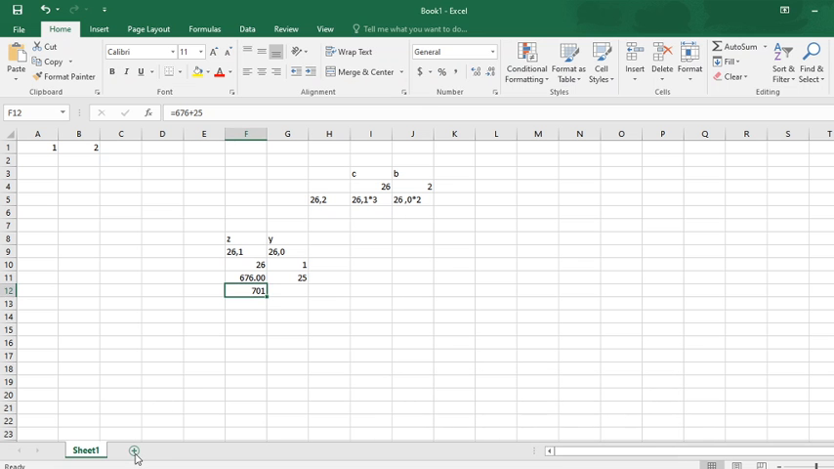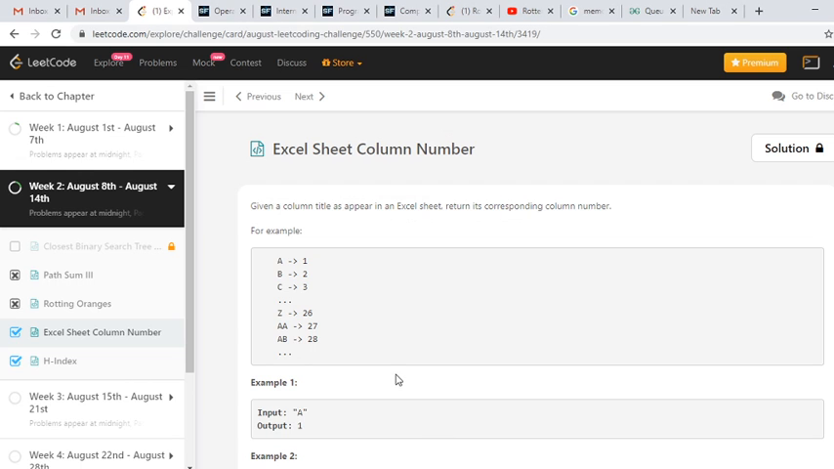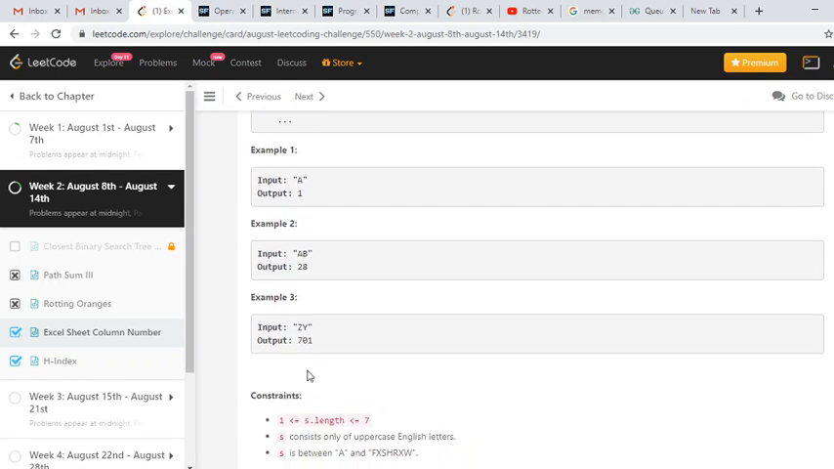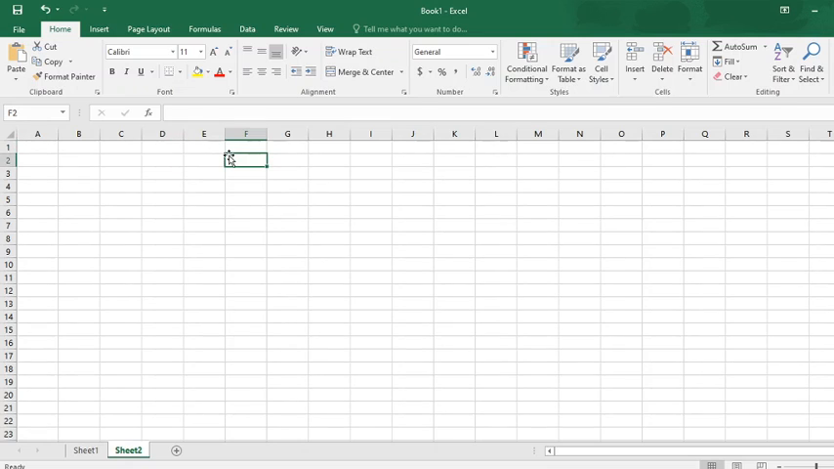So I'm just taking a fresh one. Suppose I am representing A as 1, B as 2, C as 3, and D as 4, and so on. We have to find what the value of AB will be, and what the value of ZY will be. The simple approach is, suppose I have to find the value of AB.